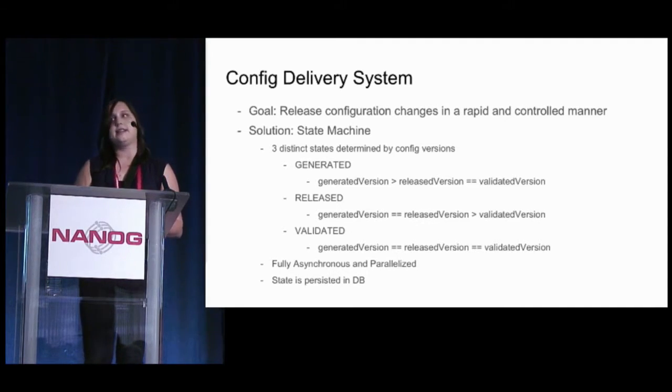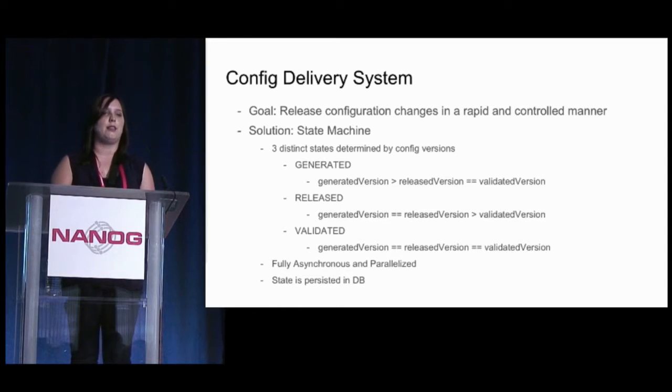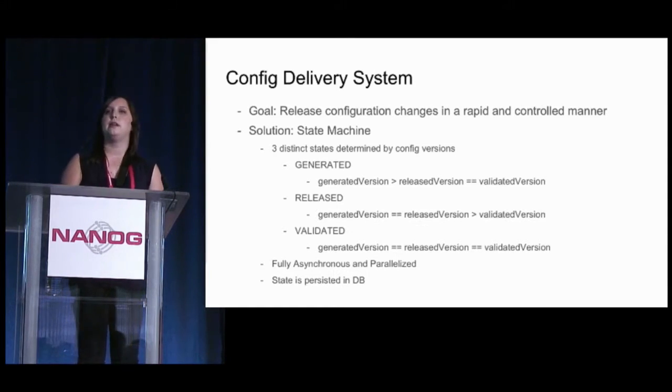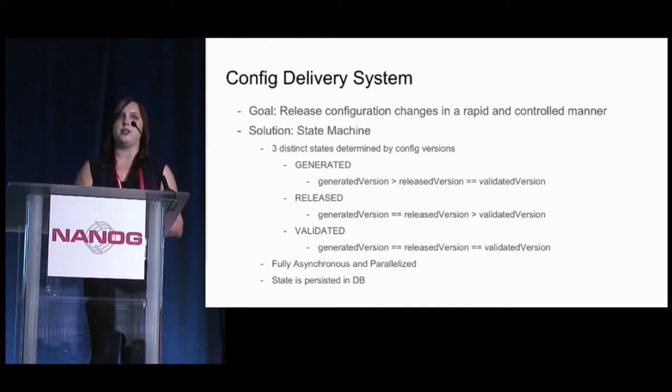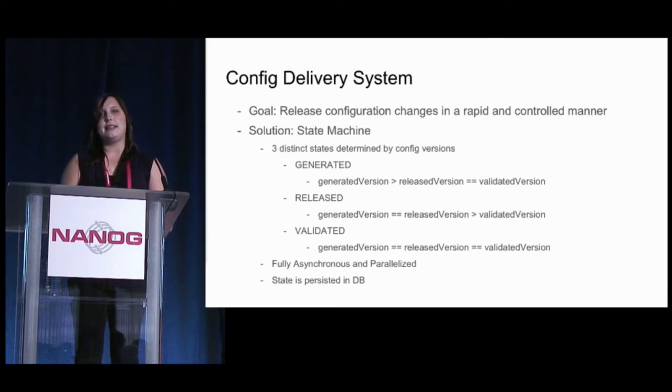Our solution here is where the state machine comes in. We have three distinct states that a configuration can be in. It can be in the generated state, the release state, or the validated state. These states are determined by comparing the config versions that we have persisted in the database. And by persisting that in the database, we can restart our system at any time with literally no impact at all.